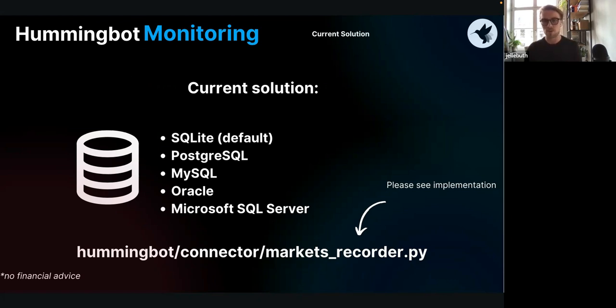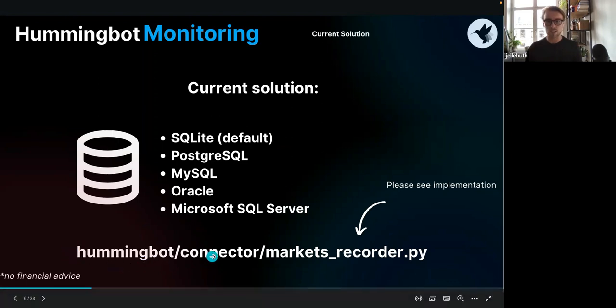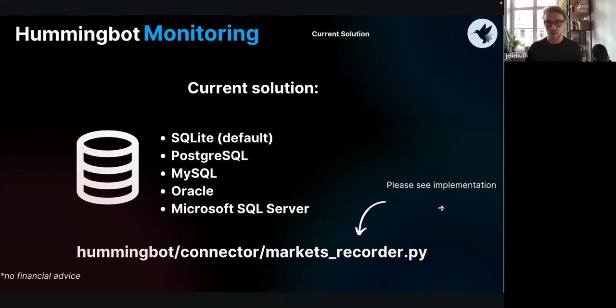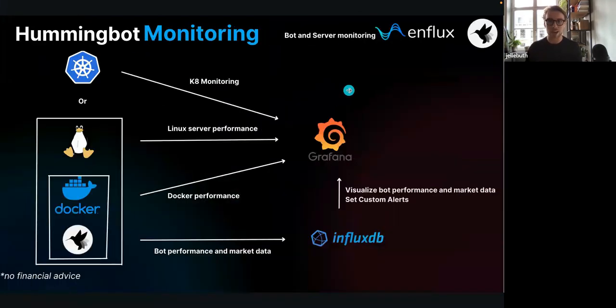But you might want to have way more information, and I'm not sure if an SQL database is the right database to send these metrics to, for a couple of reasons. If you want to figure out what type of data is sent to this SQL database or SQLite database, you can go to your Hummingbot connectors and then the market recorder .py file, where you can find the implementation of it. I'm not going to talk about it too much because I want to talk about the Influx database and the implementation we have.